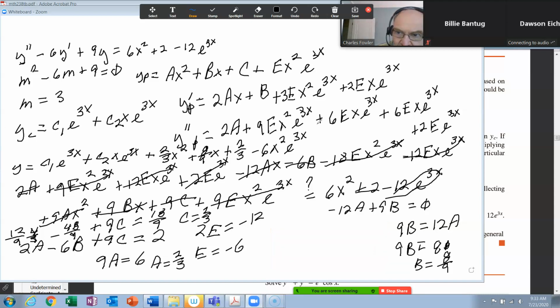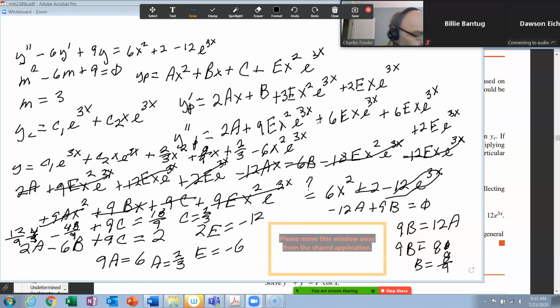Y is equal to C1 e to the 3x plus C2 x e to the 3x plus 2/3 x squared, got it, plus 8/9 x plus 2/3 minus 6 x squared e to the 3x, got it. Okay. Now, I don't know why they said using the multiplication rule. Oh, I see. That's the one they give in the middle of the previous page, where if you already have, but we had already used it, so I don't know.